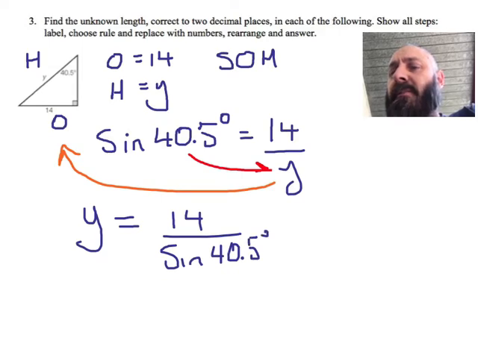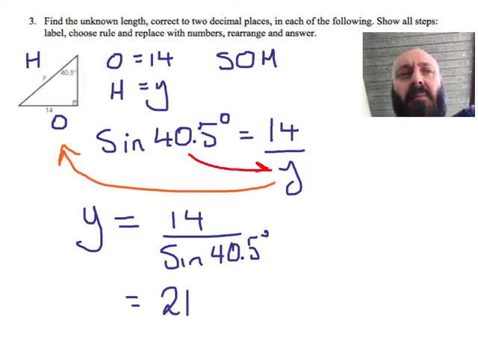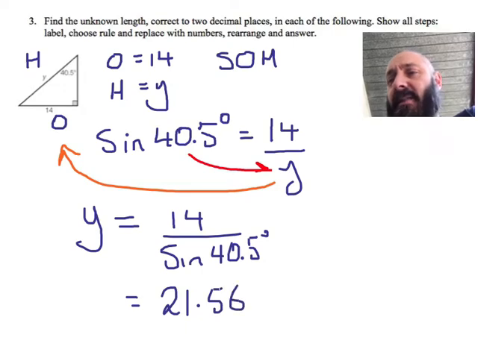40.5 degrees. And some people have asked me, if the unknown's on the bottom in this type of question, you'll always swap them, whereas if the unknown's on the top, you'll just times across by the number. So if we do that on our calculators, hopefully you get 21.56, and that's to 2 decimal places as asked for in the question.